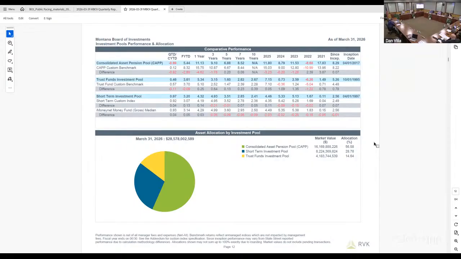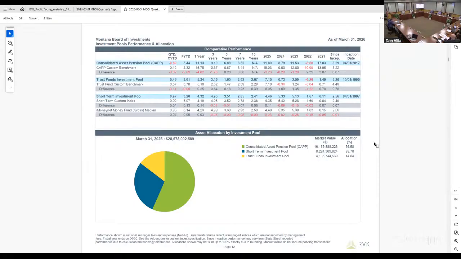So we wouldn't expect that this pool in a positive and upward moving equity market would perform as well as CAP and our retirement plans. And then the STIP, a terrific return for our cash portfolio of 3.2%. Again, there were a lot of years when that was quite low, and it's nice to see that number. And the totals for these pools are at the bottom of page 12, and the CAP is about 16 billion, STIP is 8 billion, and the trust fund is 4.2.